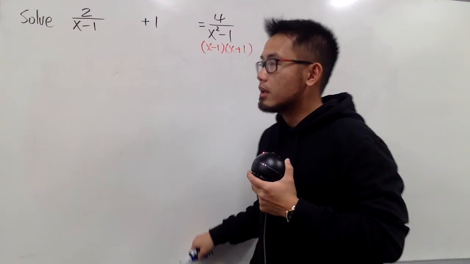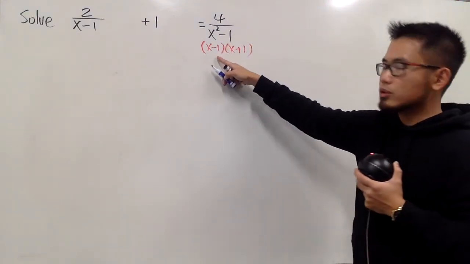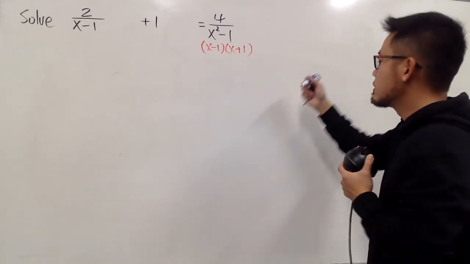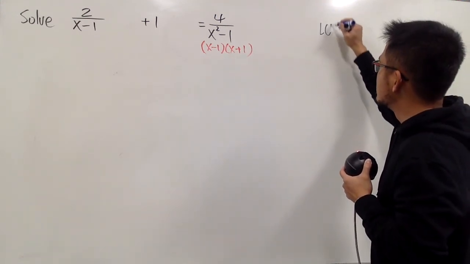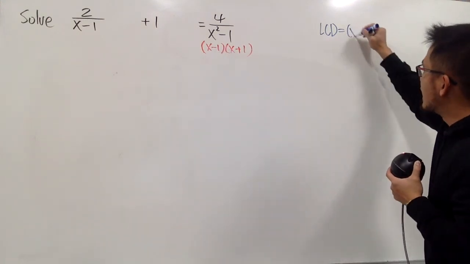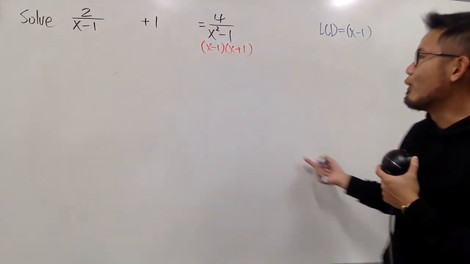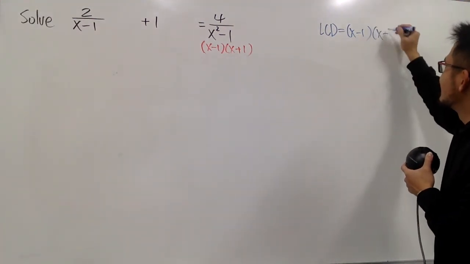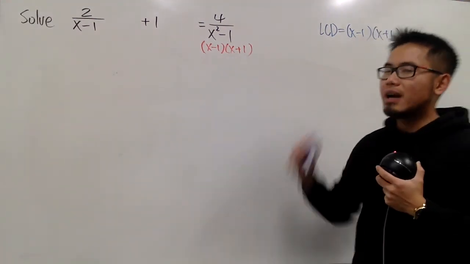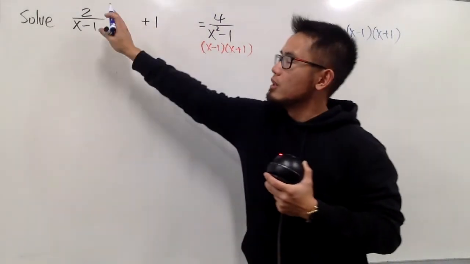And now, you see that this fraction has the x minus 1, and we also have the x minus 1 right here. So to get the LCD, let me just put this down right here for you guys. We just need to put down the x minus 1 one time, and we have the x plus 1 left over right here, right? So now we will multiply this by each of them.